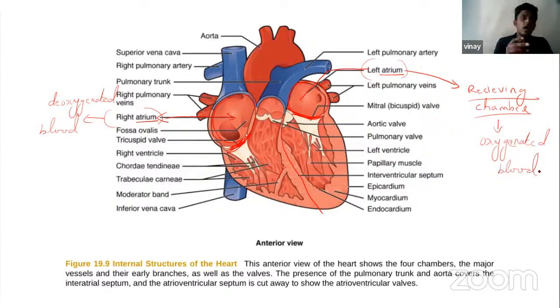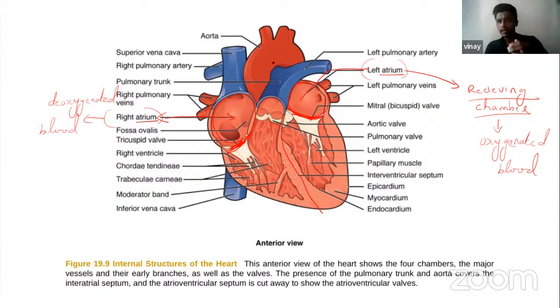Now let's see how we receive deoxygenated blood. The blood from the tissues, for example your brain, your neck, your chest, your stomach. All of these tissues require oxygen. After they metabolize, the carbon dioxide is released, right? So this carbon-rich or deoxygenated blood, which is accumulating in the tissues, has to reach the heart. Why? Because we have to breathe out the carbon dioxide.